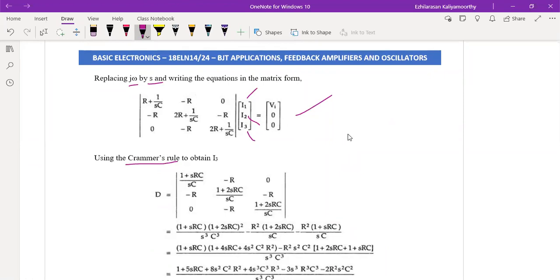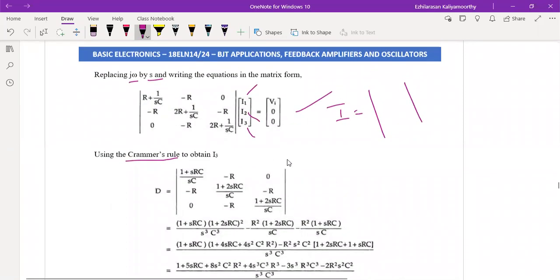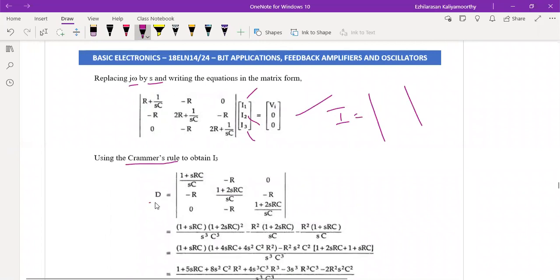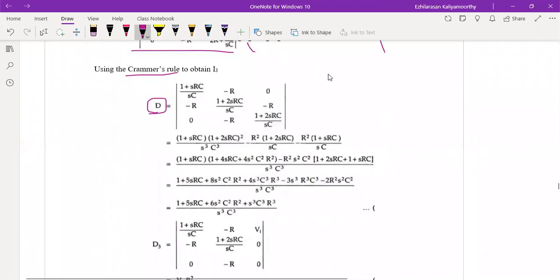Cramer's rule, just an example I will write here so we may get an idea. Consider a matrix equation, I is equal to something, and here some values are there. Okay, this only I will take, D is equal to like this. Now first you have to find the determinant for D. This matrix we took as D here.